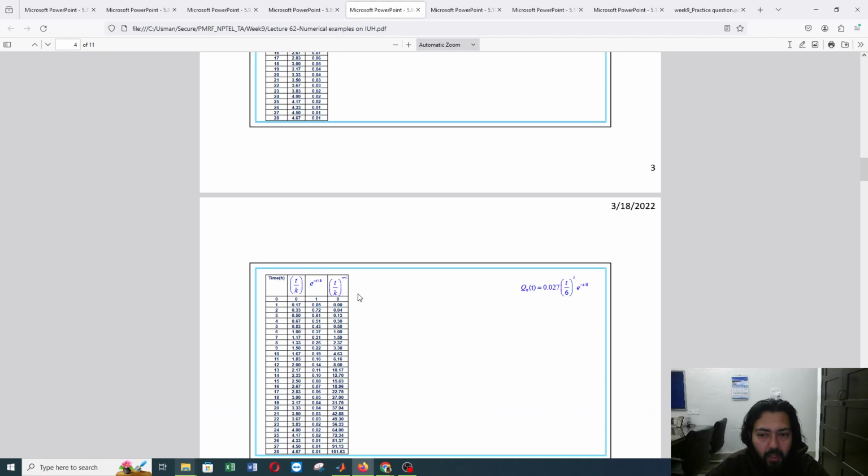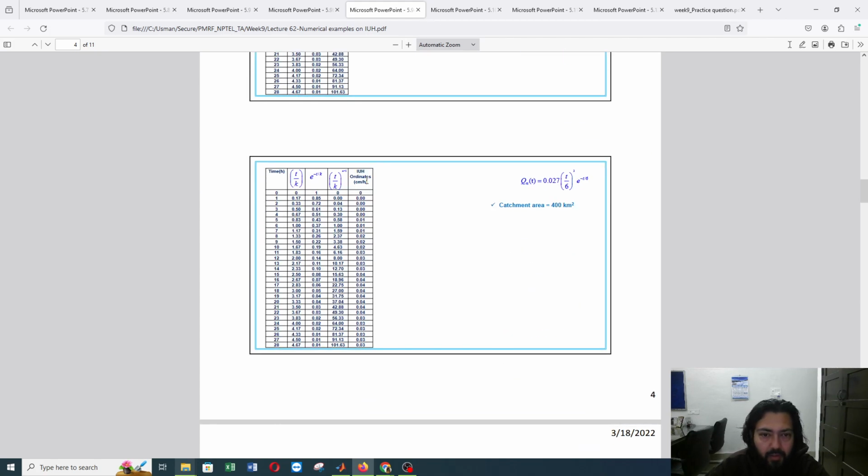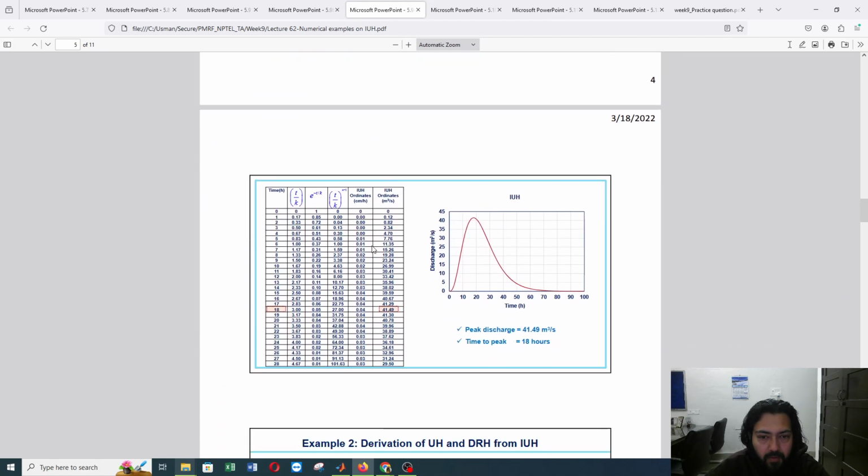Then we are going to calculate the value of (t by K) to the power of 3. And then we are going to calculate the value of the instantaneous unit hydrograph by multiplying the values of all the terms with 0.027. Since we have got the instantaneous ordinates, but these values are in centimeter per hour, we need to convert them into meter cube per second. How we can do that is by multiplying by the catchment area, converting it into meter square, per hour, and multiplying it with effective rainfall, right?